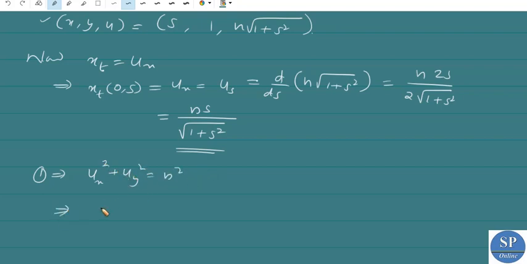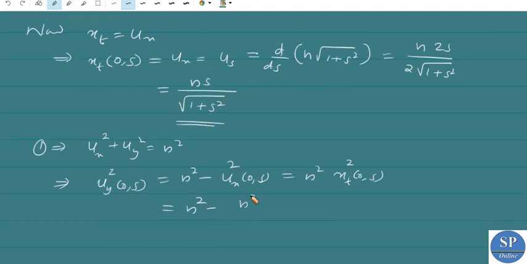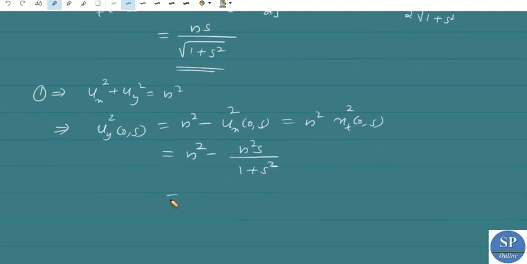So from this, at the initial point (0, s), we can write uy square at the point (0, s) is equal to n square minus ux at the point (0, s) whole square. So this is equal to n square minus ux, where ux is nothing but xt, right? Xt whole square, at the point (0, s). So this is nothing but the square of n s divided by square root of 1 plus s square. So from this we get n square minus n square s square over 1 plus s square, so we have n square divided by 1 plus s square.